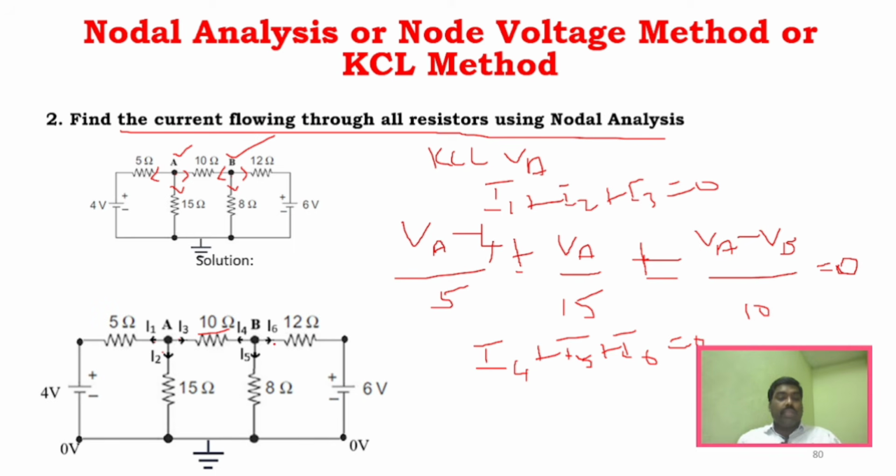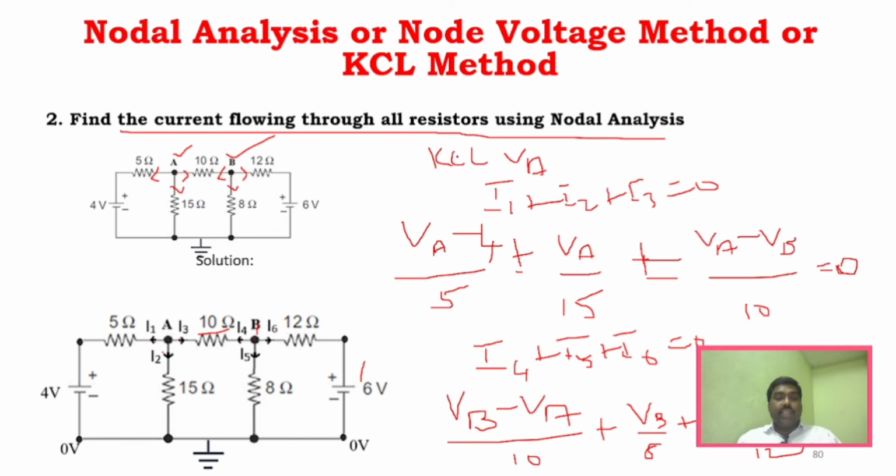Now how will you write the expression here? If you see here, it's VB minus VA. VB minus VA, because I have already said this is also higher potential, this is also higher potential. Any node is considered as a higher potential. Divided by 10, plus VB divided by 8. And if you see here, this is higher potential and this is also higher potential, so it is VB minus 6 divided by 12. This is expression 2, right?